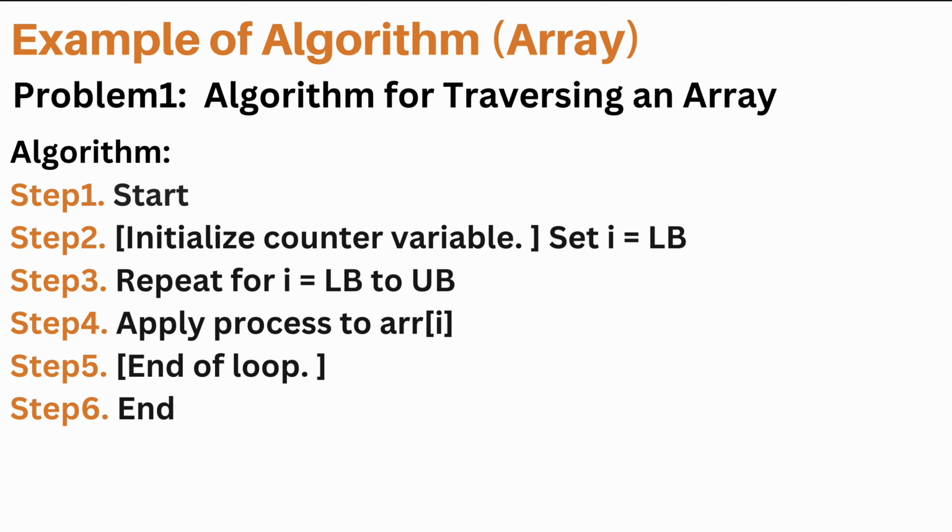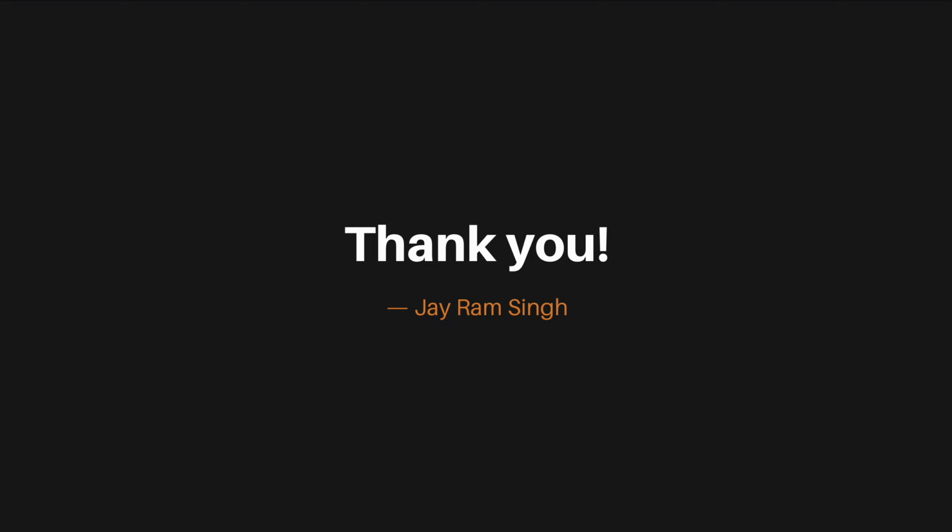And while solving a problem, I have to explain with an array so that I can use that in an algorithm. Like if you are traversing an array using an algorithm, then how will you do that? Start, initialize counter variable, set I equal to some value. Repeat for I equal to LB to UB, some lower value to upper value, apply process to this one. End loop, end. So this is the general format for using an algorithm and dealing with an array, right?